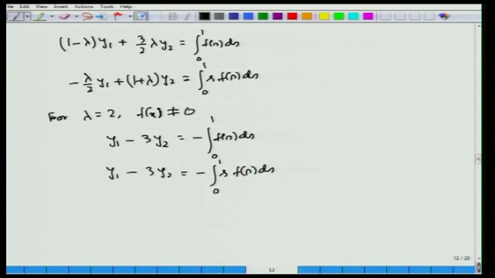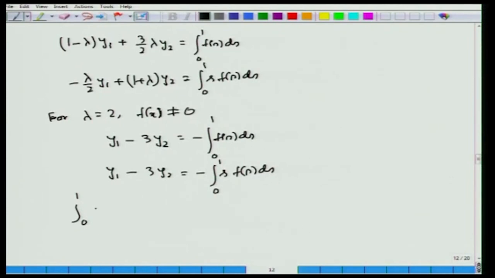Now, the above two equations, that is y1 minus 3 y2 equal to minus integral 0 to 1 f(s) ds and y1 minus 3 y2 equal to minus integral 0 to 1 s f(s) ds, are incompatible unless integral 0 to 1 f(s) ds is equal to integral 0 to 1 s f(s) ds.